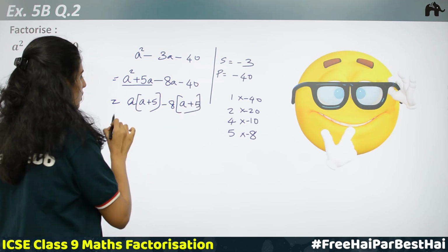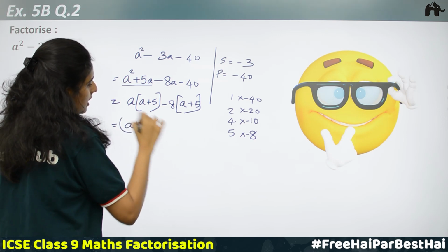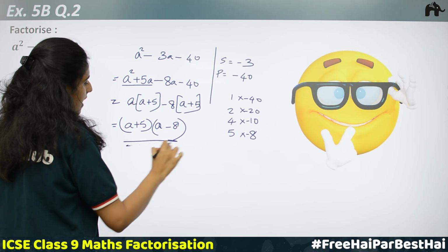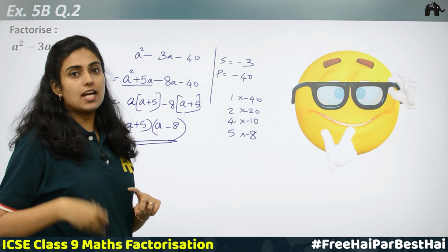Five is remaining. From both of these you can take a plus 5, the common factor, outside. Remaining, here we have a and here we have minus 8. So a plus 5 into a minus 8. So a plus 5 and a minus 8 are the factors.